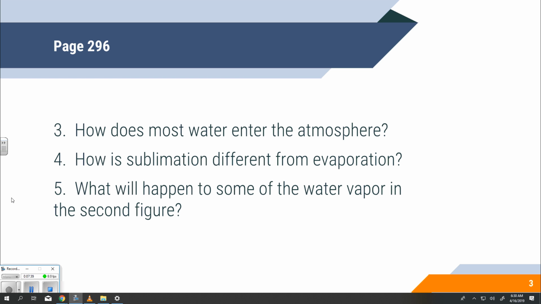How is sublimation different from evaporation? Ice, not liquid water, changes to water vapor.